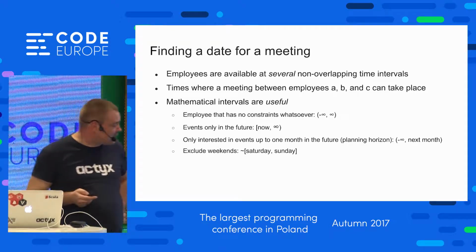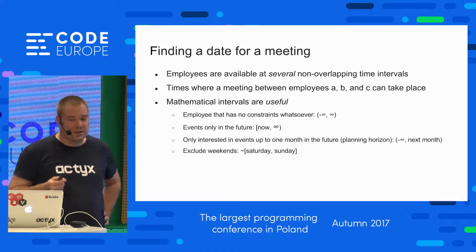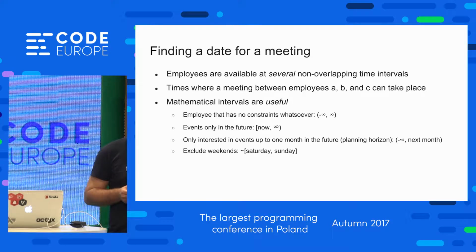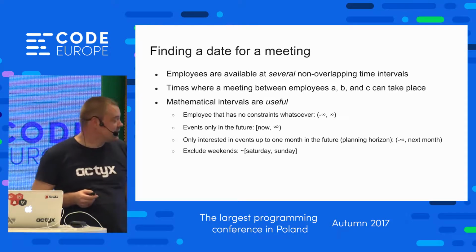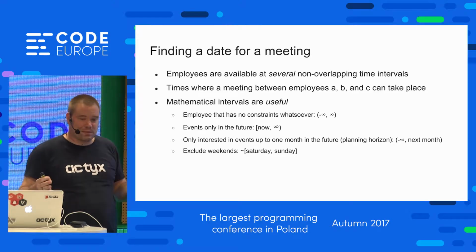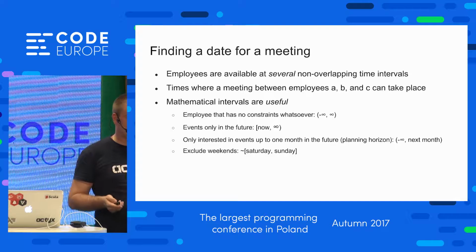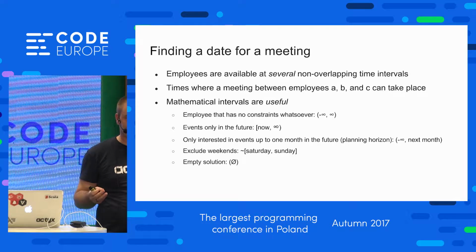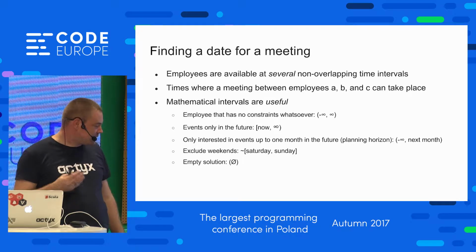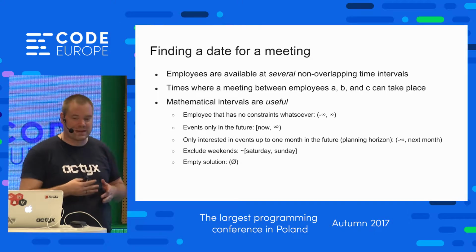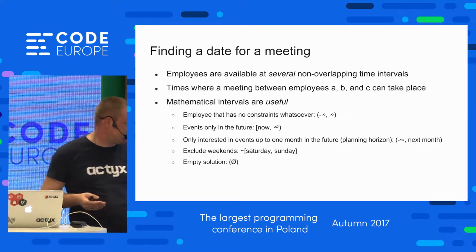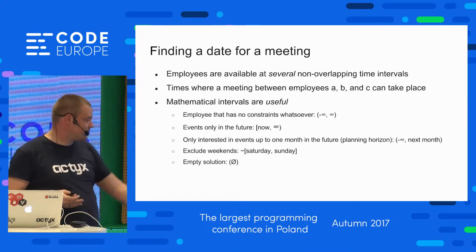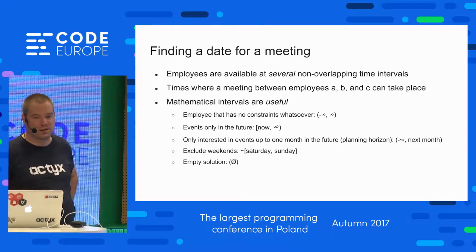Another example might be, you might not want to have meetings on weekends, so you could have an interval that goes from Saturday to Sunday. Obviously, these are dates, but I just wrote the names. And then you can negate it, which means you get everything except that time period. And obviously, sometimes you are not able to find a solution. In that case, you need the ability to represent the fact that you didn't find a solution. And that's what the empty interval is for. So if you perform an operation and the result is the empty interval, you know you didn't find a solution.